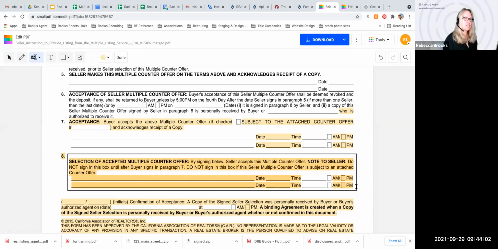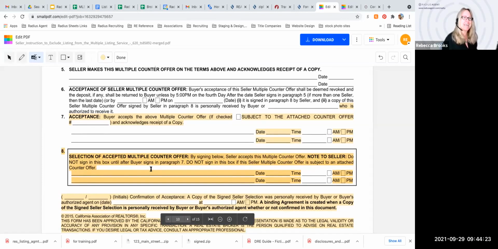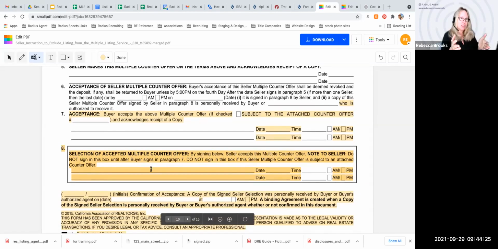And if the seller chooses this one, then this is where it says the seller, by signing below, accepts it. Do not sign this box until after buyer signs paragraph 7. Okay, and so the seller makes the multiple counter offer, the buyer accepts it or counters it, and then the seller goes ahead and signs it again, saying, I've chosen you.